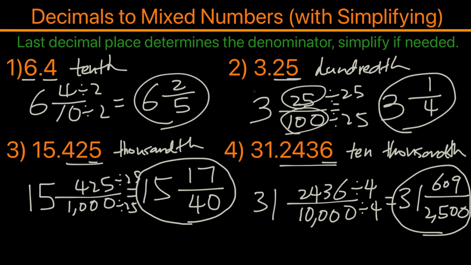So these 4 are examples of how you would convert decimals to mixed numbers with simplifying. You want to first look at the last decimal place in order to determine what the denominator is going to be, and then you will simplify if needed.